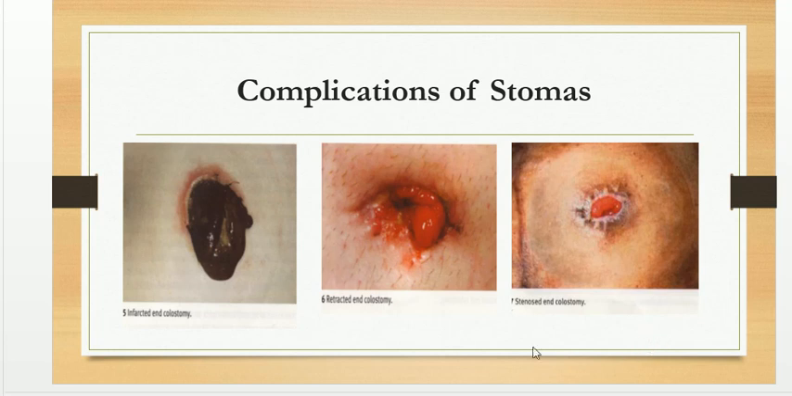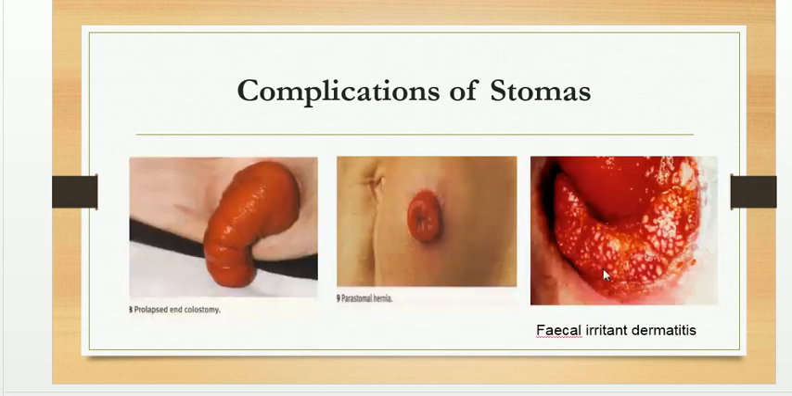Complications of stoma. Here you can see the ischemia of the gut. This is a retracted end of the colostomy. Here you can see stenosis of the end colostomy. These are other complications in the photographs. Say, prolapsed end colostomy, parastomal hernia. Here you can see the swelling. This is parastomal hernia. Fecal irritant dermatitis. You can see dermatitis all around. This is fecal dermatitis. As I told you, these are the complications.